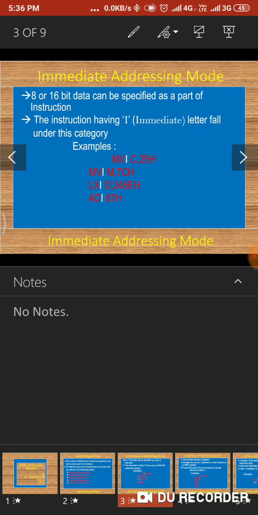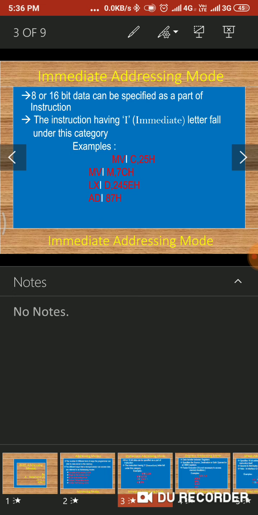Then the next instruction, ADI 87. The immediate data 87 will be added with the accumulator and the result will be stored in the accumulator A. Here the default register is the accumulator A register. So that's all about the immediate addressing mode. That is, immediate addressing mode means the data will be specified in the instruction itself.